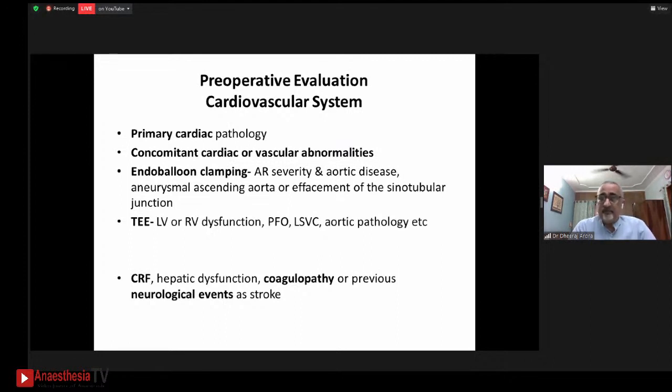Then TEE should be done. Although already described, the LV-RV dysfunctions, the presence of patent foramen ovale, and the presence of LSVC are most important. We have to do another percutaneous cannulation or convert the patient to open surgery. Apart from that, we have to look for any CRF, renal failure, hepatic dysfunction, any history of stroke. That is also important for these patients.